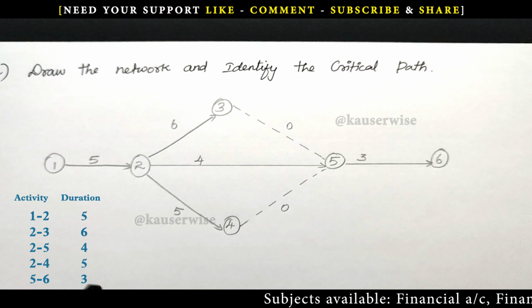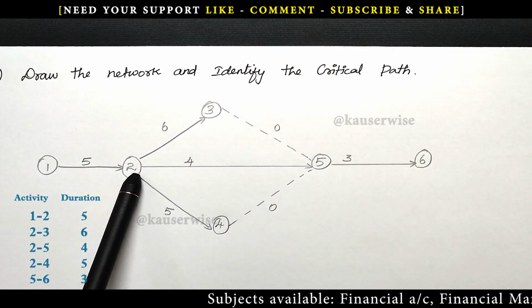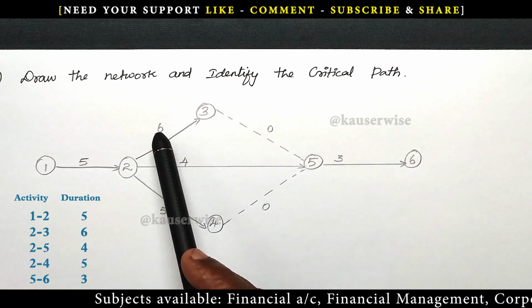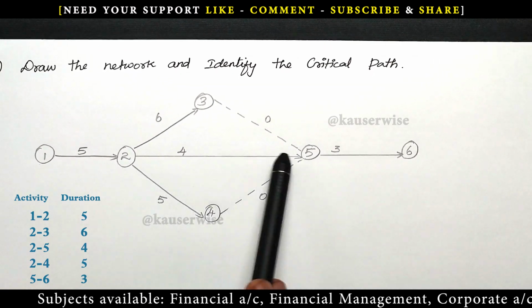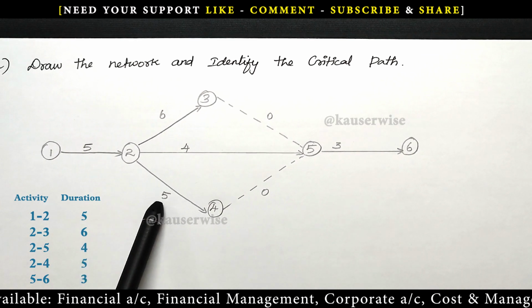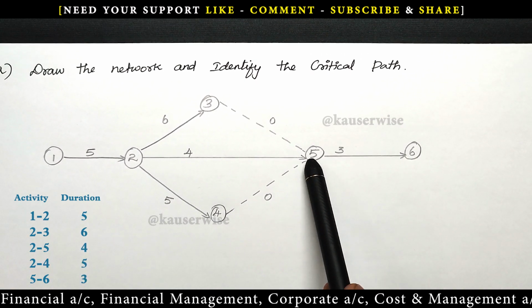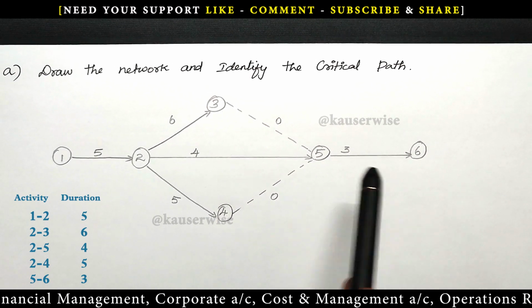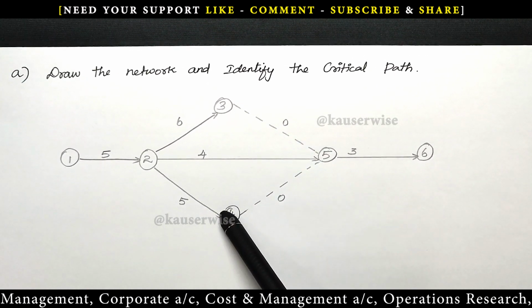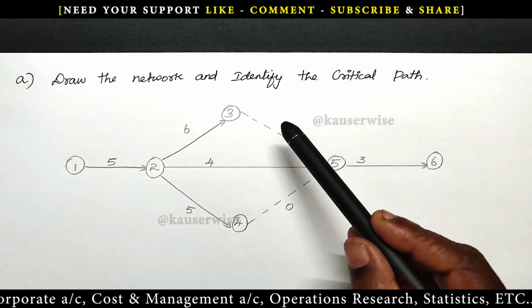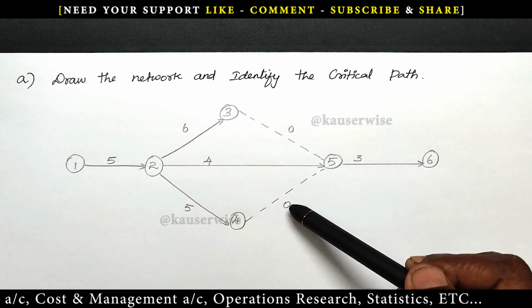See here, the first activity is 1 to 2, normal duration is 5. Then 2 to 3, duration is 6. Then 2 to 5, duration is 4. Then 2 to 4, duration is 5. Then finally 5 to 6, the duration is 3. So in this problem, for node 3 and 4, there is no successor given in the problem. So we should use dummy activity with zero duration.